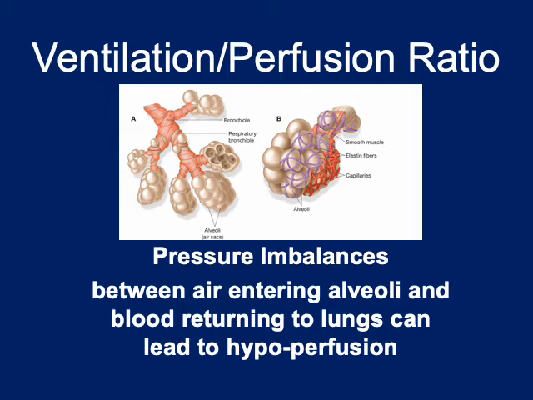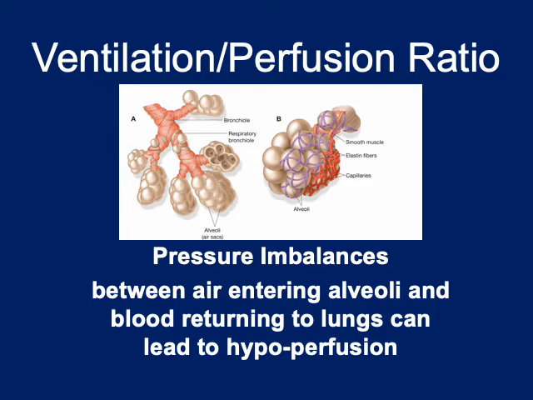So we've been discussing respiration and ventilation, and we've been talking about the need for proper perfusion, proper blood flow back to the lungs, and the proper volume of air into the lungs. But now we're going to put a name to that, and it's called the ventilation perfusion ratio. And just to remind you again, if there's not enough volume of air entering the lungs, you're not going to get proper gas exchange.